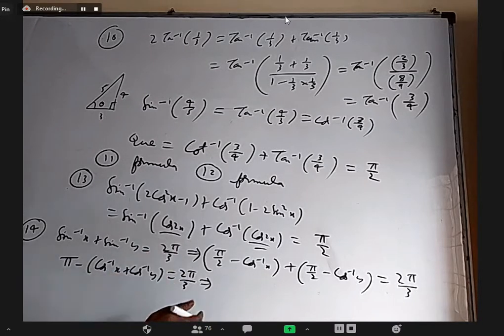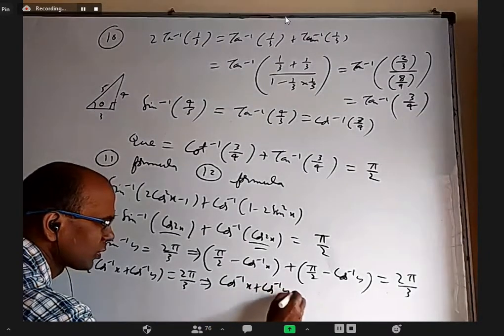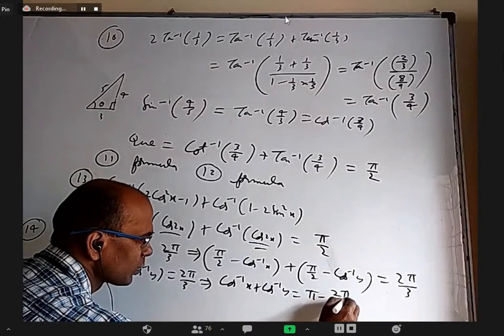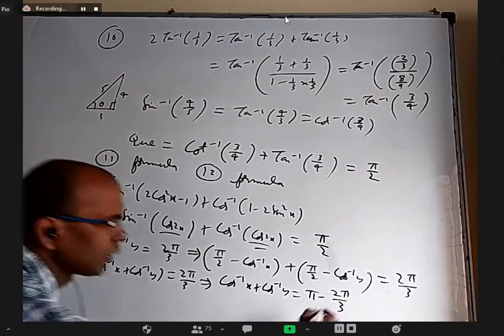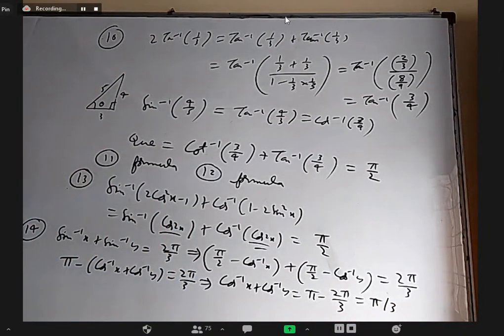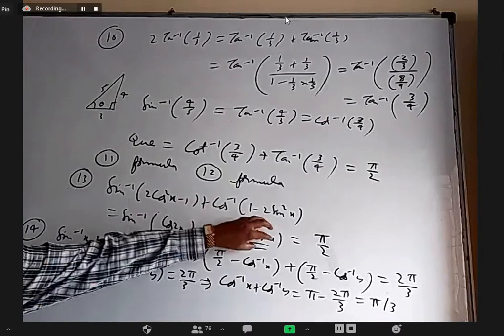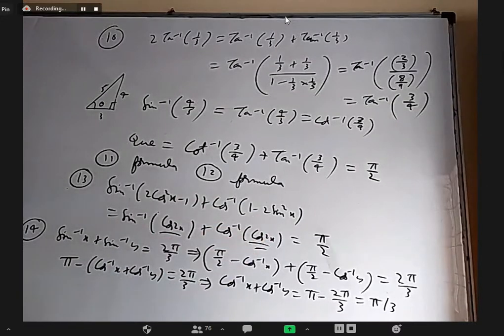Send 2 pi by 3 here, this to the other side. Cos inverse x plus cos inverse y is pi minus 2 pi by 3, which is pi by 3. Okay, so both 13 and 14 are based on the formula sin inverse x plus cos inverse x is pi by 2. Sin inverse of something, cos inverse of same thing, if it is there, it is pi by 2.